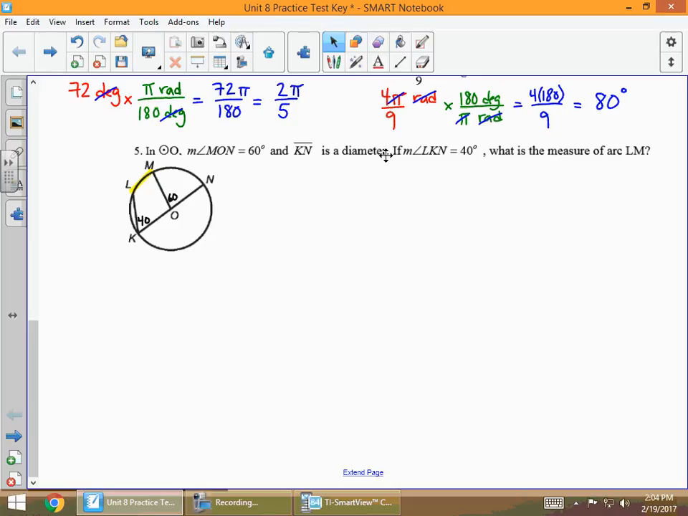All right, first thing I'm going to do is find this entire arc from L all the way around to N. Because of this 40-degree angle down here, that is an inscribed angle, so that means the opposite arc is twice its size. So this whole arc up here is 80, which is 40 times 2. I have this central angle, which is 60. So that means the arc inside of here is also 60.